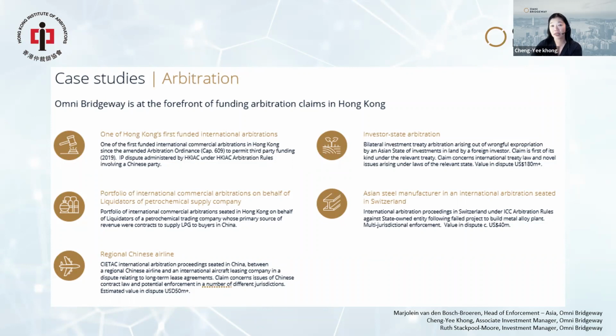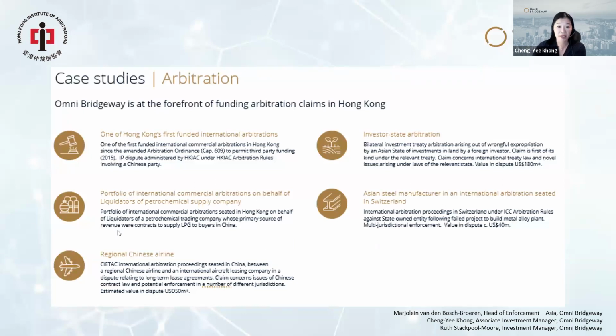The next one down is a portfolio of international commercial arbitrations on behalf of liquidators of a petrochemical supply company. This is again under the HKIAC rules and also the UNCITRAL arbitration rules. It also involves Chinese parties. We used one large case in terms of the claim value in the portfolio as a collateral to fund the lower value cases. And this benefits creditors who are major international gas suppliers. And we predict that there will be multi-jurisdictional enforcement actions required.